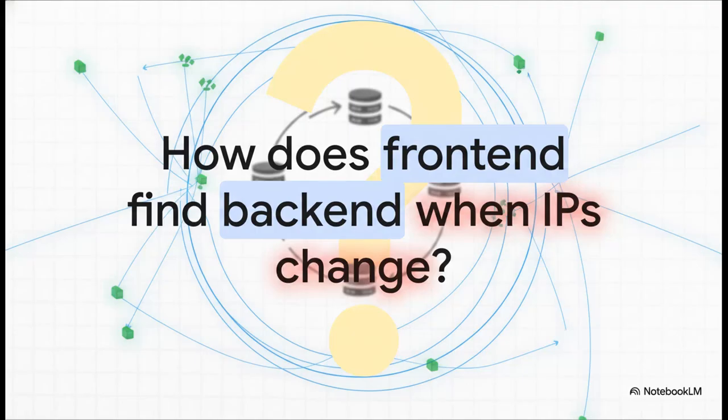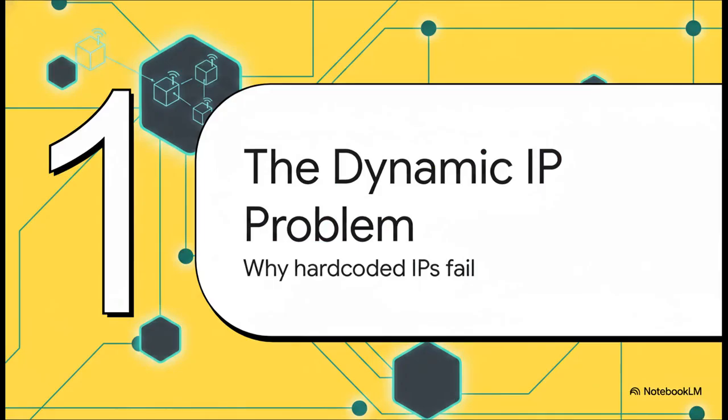Picture this. You've got pods spinning up and dying every single second. IP addresses are completely ephemeral. So in that kind of chaos, how on earth does your front-end application actually find its back-end service? To solve this ultimate matchmaking challenge of dynamic IPs, we really have to look closely at the invisible mechanics of DNS. Section 1. The Dynamic IP Challenge.